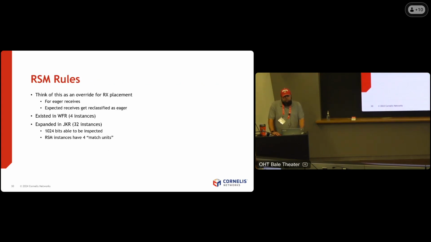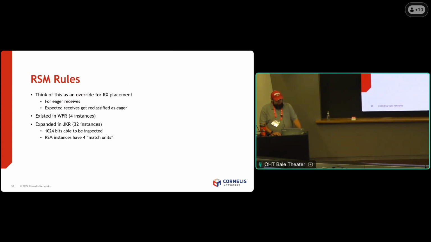So I mentioned earlier the receive side mapping rules. Think of this as an override for determining where data is going to land. It's targeted for eager receives, but if something comes in targeting an expected receive, the hardware is going to reclassify it as an eager receive. We did have this in Wolf River, where we only had 4 instances, and in Jackal River we've moved this to 32.